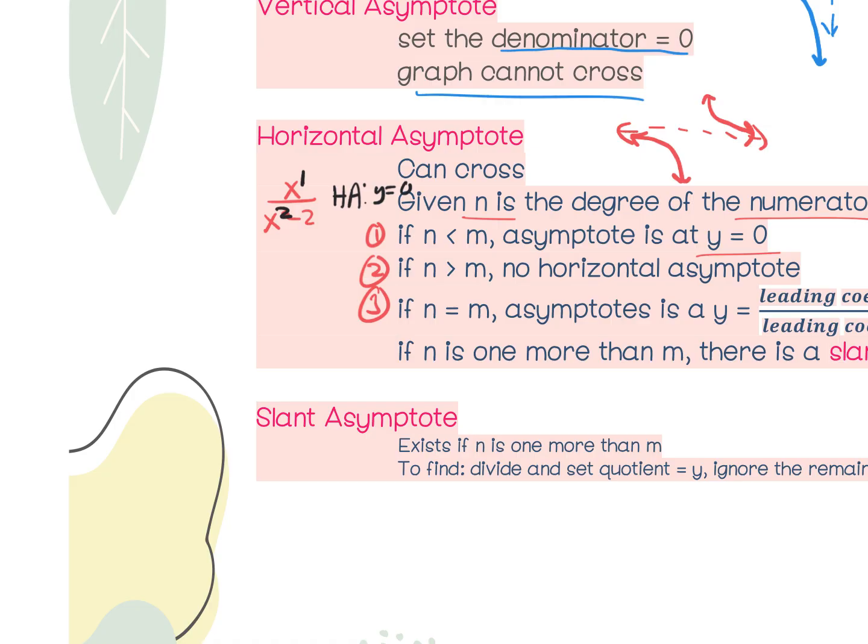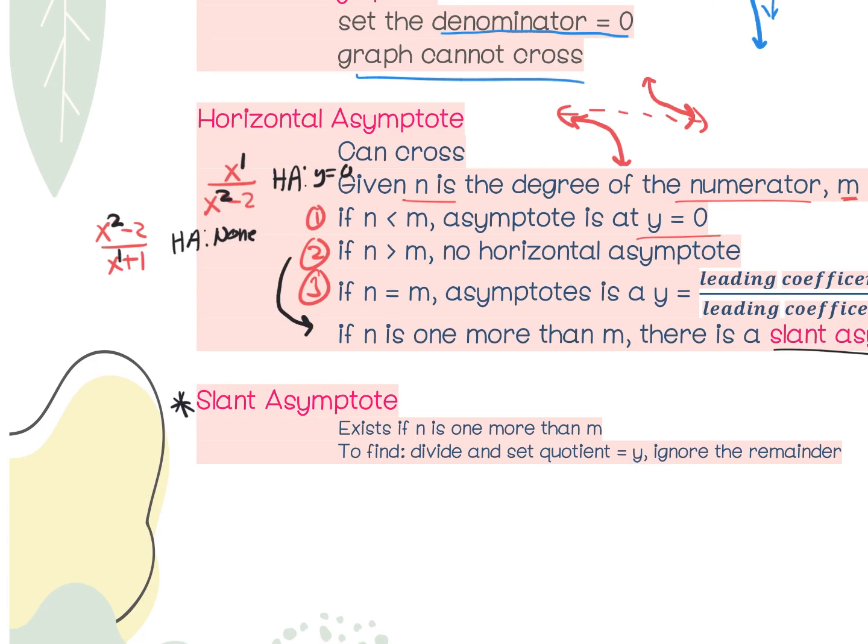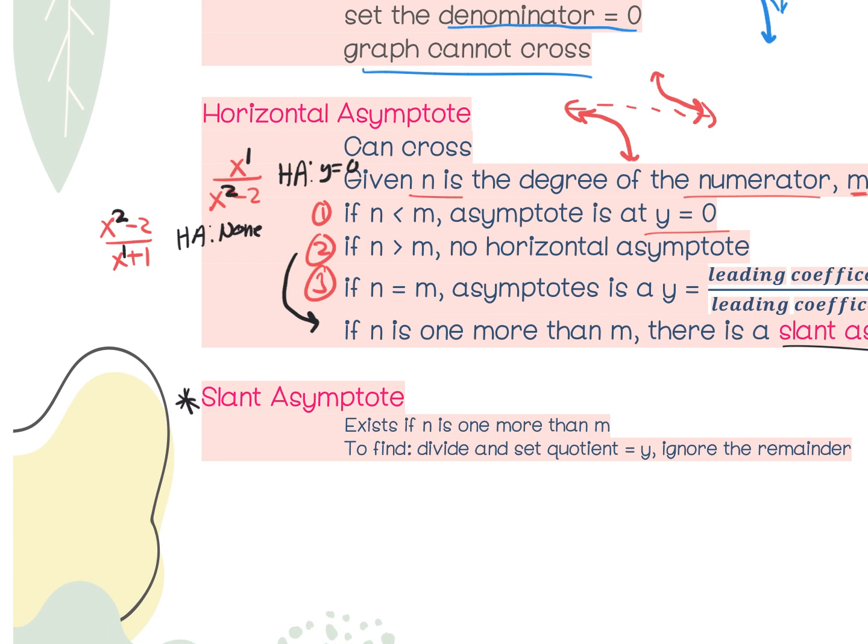If I have that n is greater than m, so for example, let me flip it. Let's say it was x squared minus 2 over x plus 1. On the top, our degree is 2. On the bottom, our degree is 1. Then you don't have a horizontal asymptote, none, you don't have one. But what you have instead is a slant asymptote, right? We'll talk about that in a second, all right? But that is a slant asymptote.